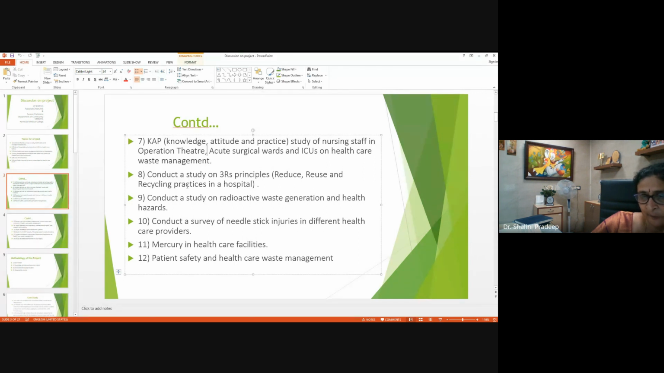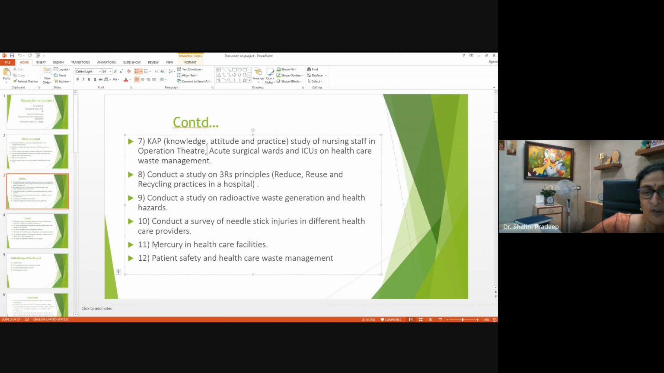And this is very commonly done, a survey of needle stick injuries, and this is a part of your hospital infection control committee meetings. So you will have this report with you: where it was done, when did it happen, what is the reason. All these can be done as a study. Okay, survey of needle stick injuries.